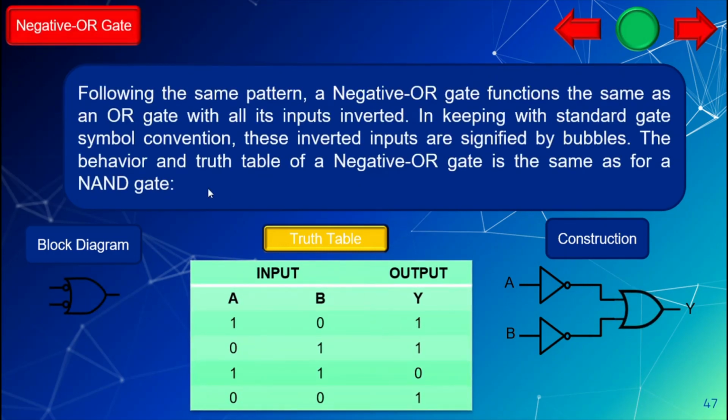Following the same pattern, a negative OR gate functions the same as an OR gate with all its inputs inverted. In keeping with standard gate symbol convention, these inverted inputs are signified by bubbles. The behavior and truth table of a negative OR gate is the same as for an AND gate.